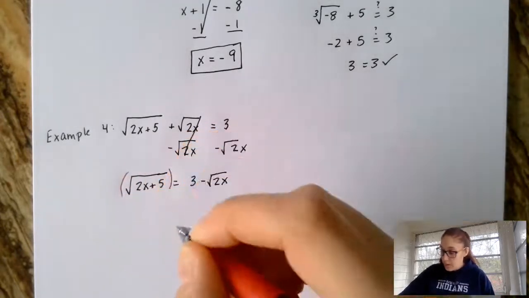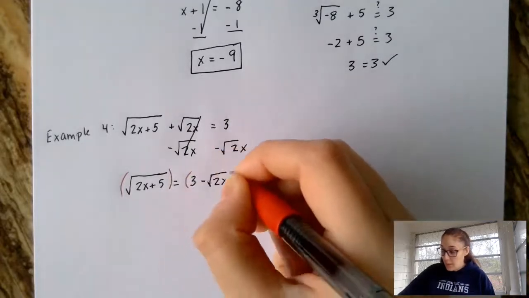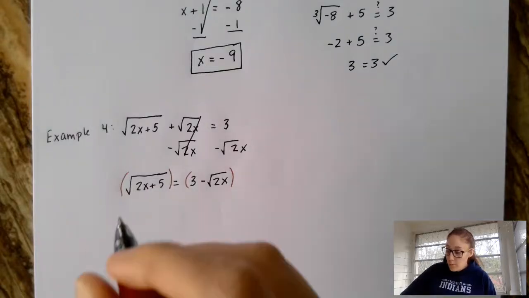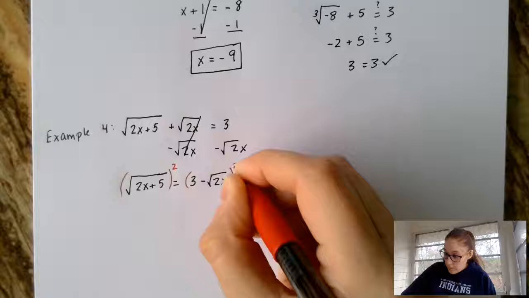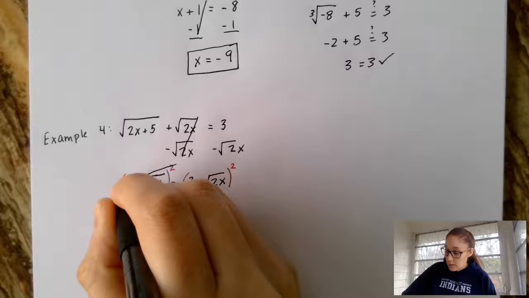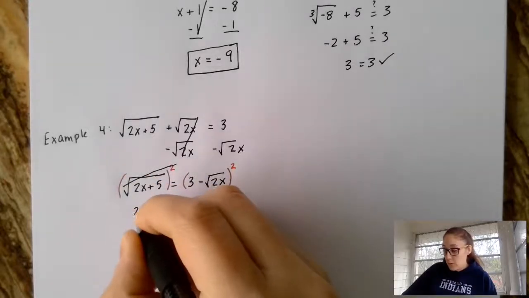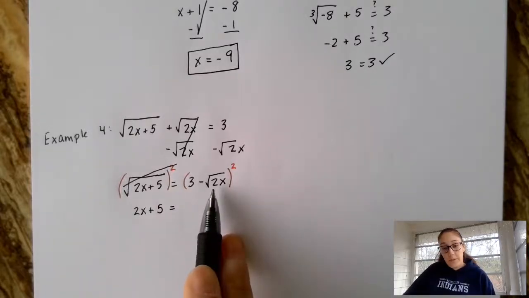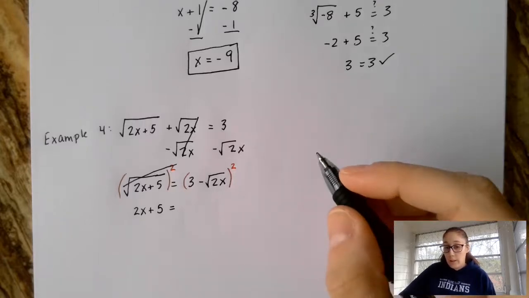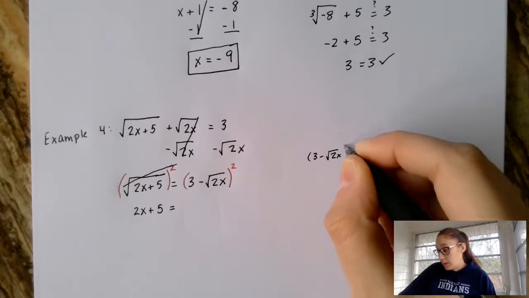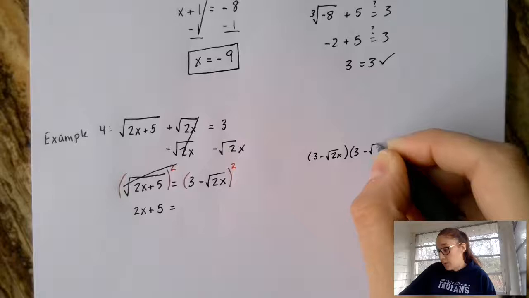So I'm going to put parentheses around the left side, and now put parentheses around the entire binomial that's on the right side. The index here is 2, so we're going to raise both sides by a power of 2. Alright, so these cancel out, and we're left with 2x plus 5. And then here, this is just a binomial squared. Now it looks a little weird because there's a radical in it. So let's go ahead and just do that multiplication real quick. So I have 3 minus radical 2x times another 3 minus radical 2x.